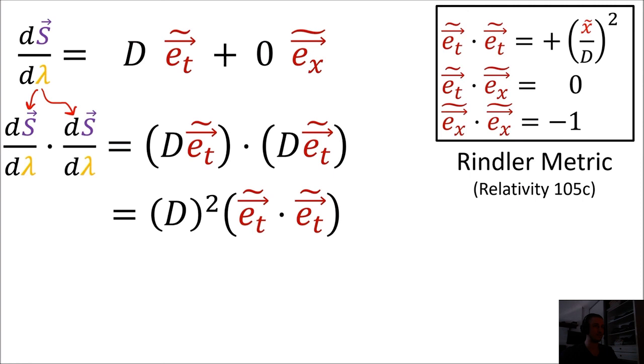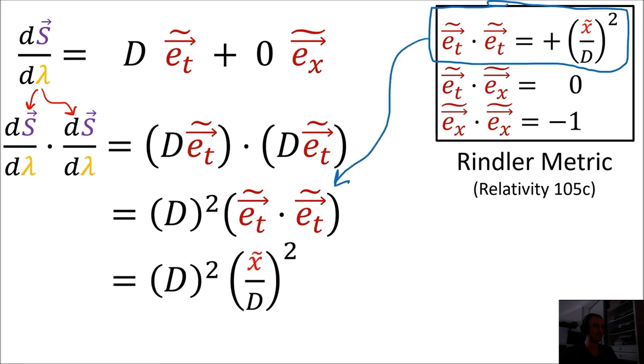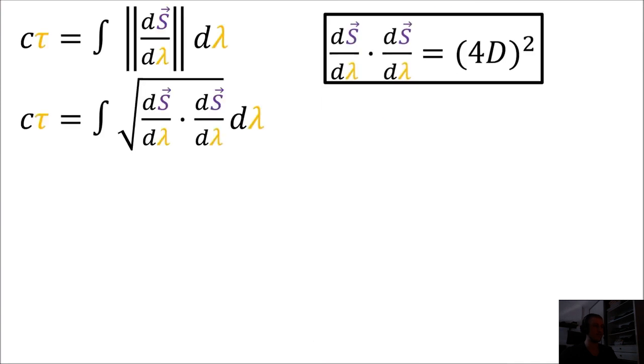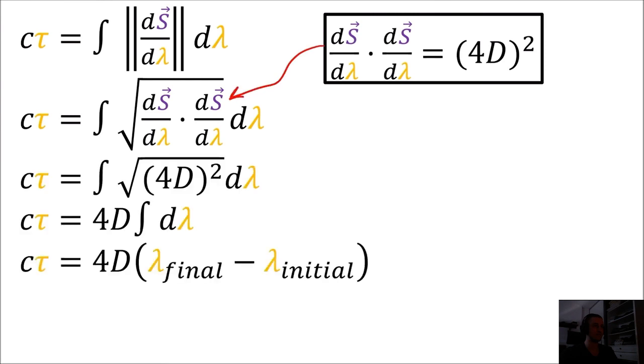Now that we have the Rindler metric, which lets us calculate the lengths of vectors in the Rindler basis, let's go back to calculating the length of ds by d lambda in Rindler coordinates. This dot product of basis vectors is (x tilde over d) squared. These d squareds cancel and we just get x tilde squared. But remember, on our world line in this example, x tilde is just equal to the constant value of 4d. So the dot product of the tangent vector with itself is (4d) squared, which is exactly what we got last time in the standard inertial coordinates. This means that our formula for the proper time along our world line is the exact same as before. c times tau equals 4d times the final value of lambda minus the initial value of lambda.